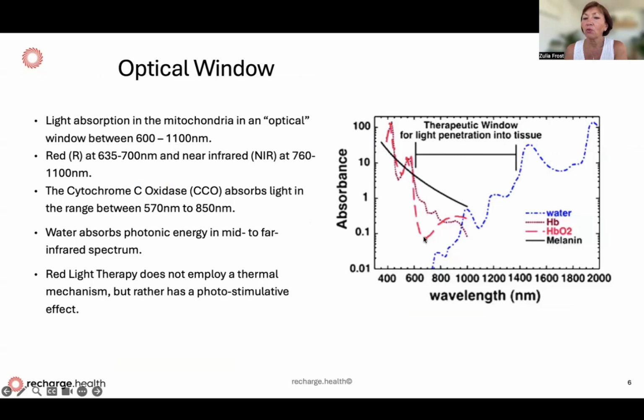Here you could see impact on hemoglobin, oxyhemoglobin, melanin, and water. And what is particularly interesting in the optical window is whether we could affect mitochondria in the tissues we are irradiating or not. So mitochondria's window is between 600 to 1100 nanometers. This is the most optimal for stimulation of mitochondria. In red lights, it's 635 to 700, in infrared, 760 to 1100 nanometers.